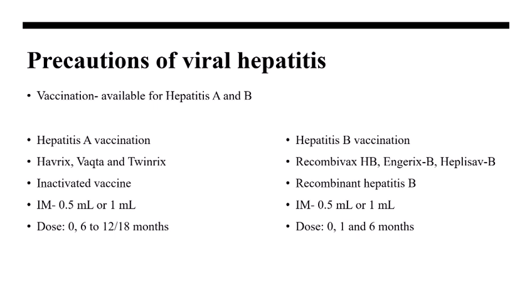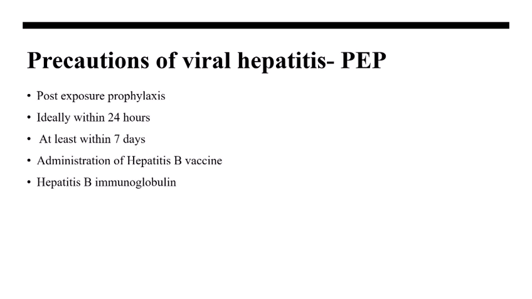Post-exposure prophylaxis is more common with hepatitis B infections, and this post-exposure prophylaxis is administered through hepatitis B vaccine and hepatitis B immunoglobulin. Ideally, this post-exposure prophylaxis should be started within 24 hours, at least within 7 days of the exposure. So that is about the treatment and prevention of viral hepatitis.